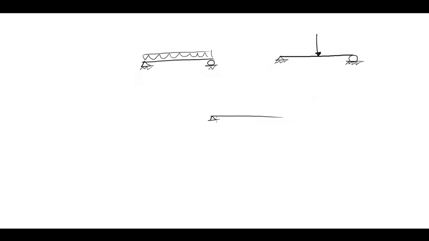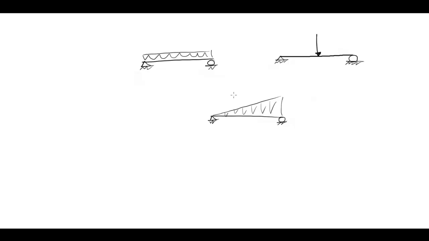So for example, if I have a beam, let's say the beam looks like this. Okay, I can have a concentrated load. Another beam like this one, I can have a uniformly distributed load. Another one would be this one. I can have a triangular load. Okay, these are the three loads I can think of right now.